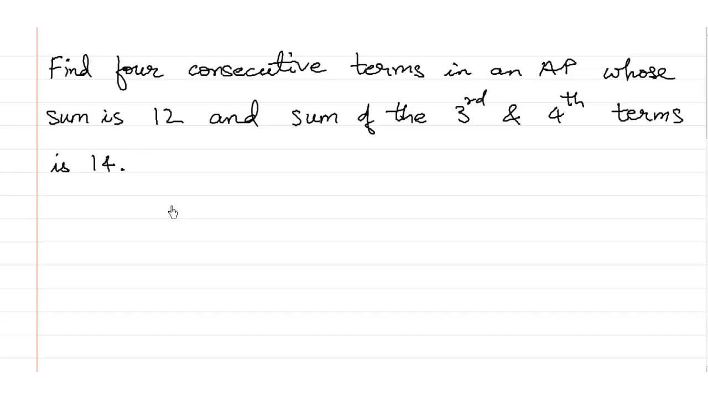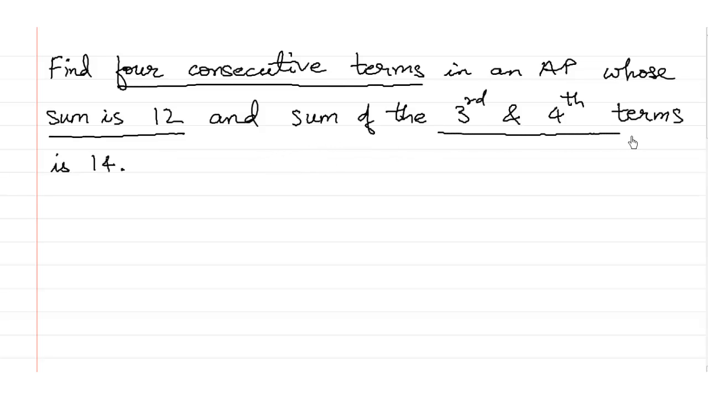So let's take this example. Find 4 consecutive terms in an AP whose sum is 12, meaning the total of all the 4 numbers is 12, and the sum of the third and the fourth terms is 14.